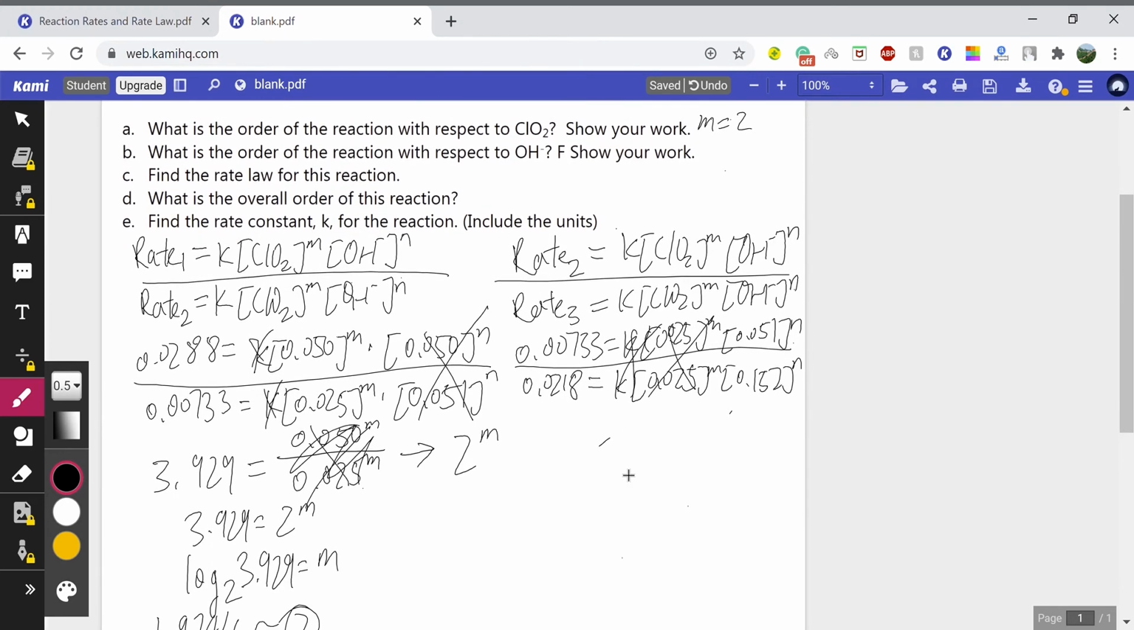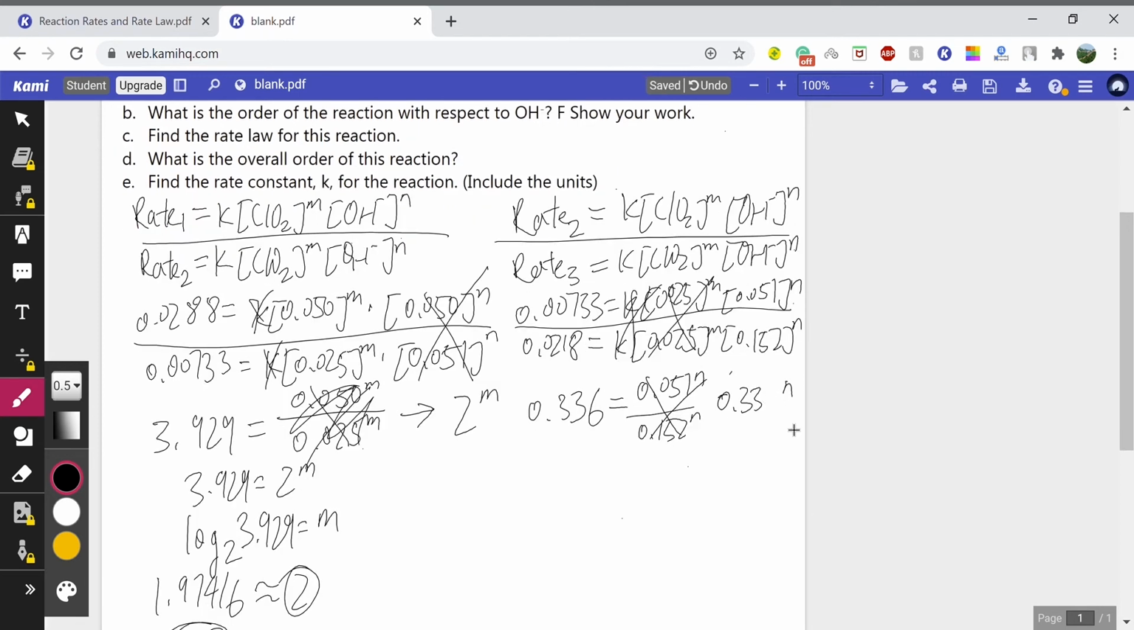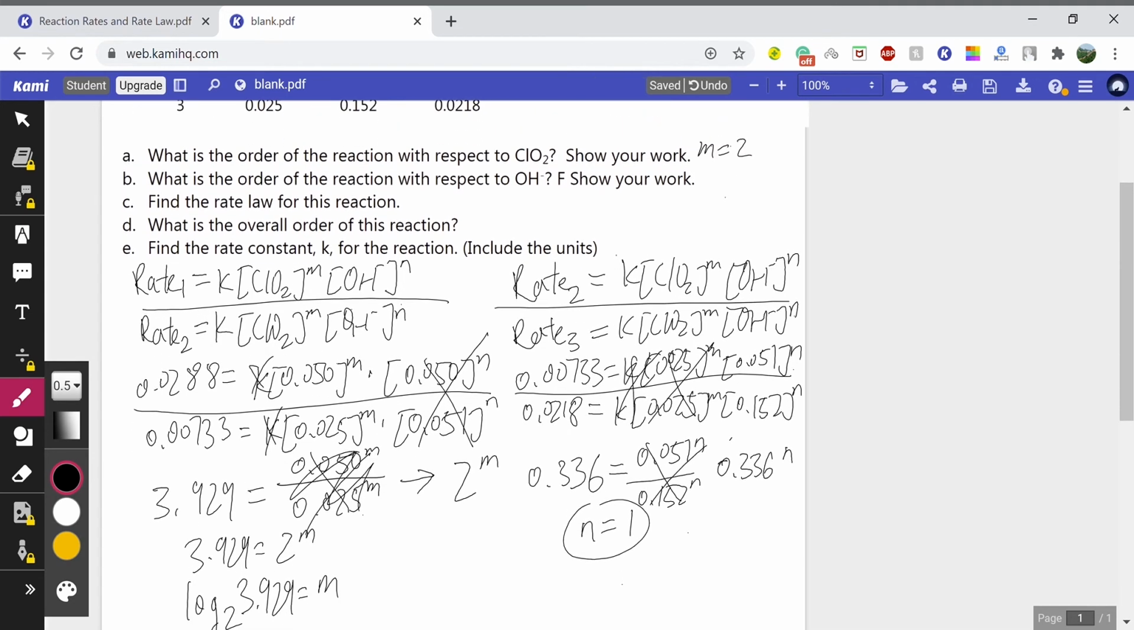Now we're left with this. 0.00733 divided by 0.0218 gives us 0.336. Now we set that equal to 0.051 to the nth power divided by 0.152 to the nth power. And this is equal to 0.051 divided by 0.152, which is equal to 0.3355 to the nth power. Now this would round to 0.336. 0.336 equals 0.336 to the nth power. What will n be? N will be 1, and the first power is itself. So now we found the order of the reaction with respect to OH minus as well.